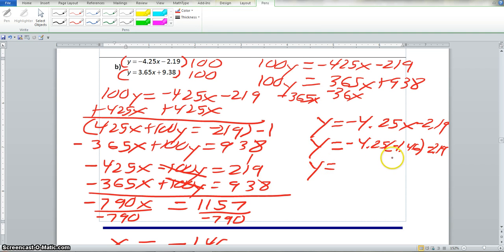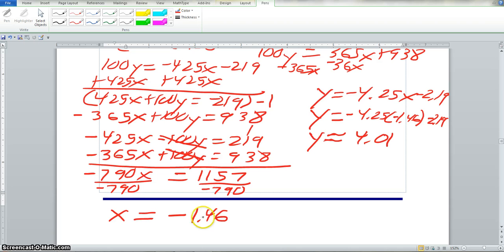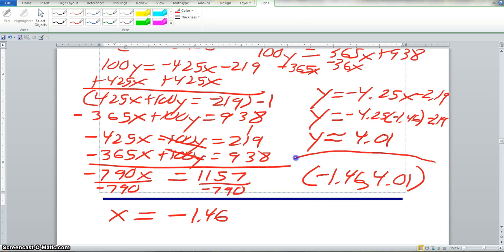So we have y is equal to, now first of all, we know a negative times a negative is a positive. So negative 4.25 times negative 1.46 minus 2.19, that would give us y is approximately, rounded to 2 decimal places, 4.01. So we have y is a positive 4.01, x is a negative 1.46. So our final answer here would be negative 1.46, comma 4.01. And this is our final answer.